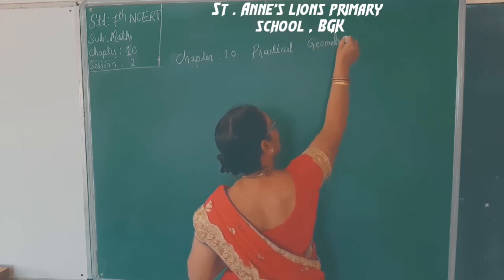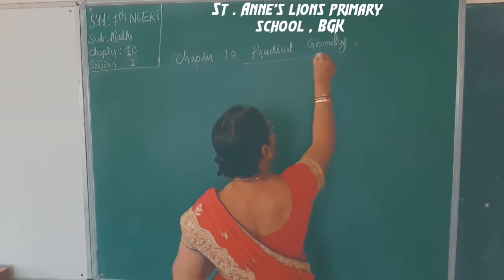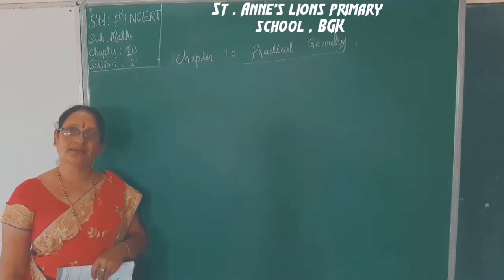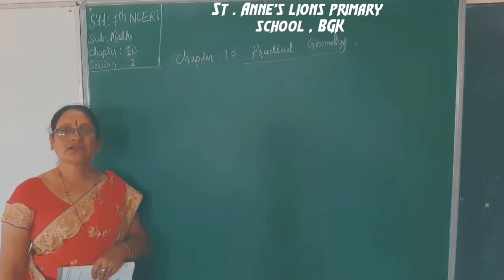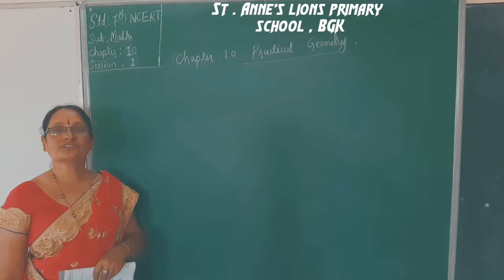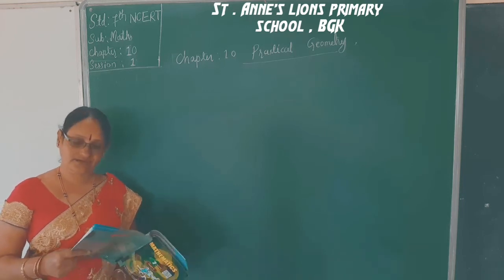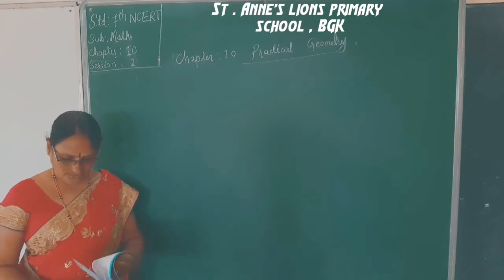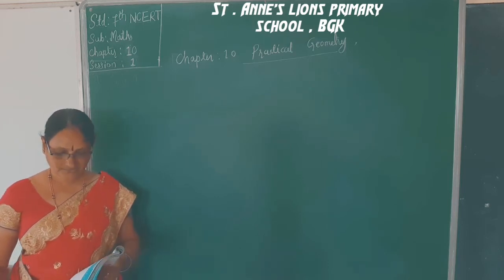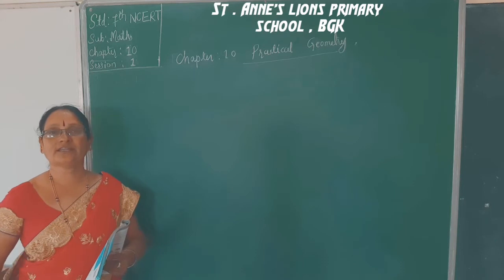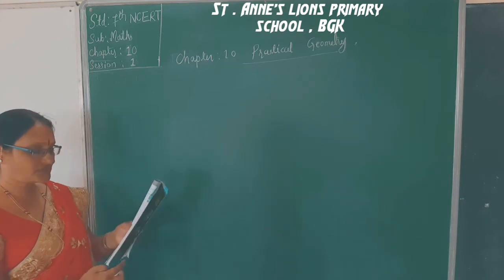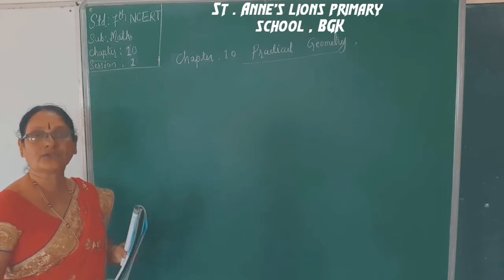In this chapter, we are learning how to construct a parallel line for the given line from the point given outside the given line. Now, what is it? Construction of a line parallel to a given line through a point not on the line. First we will understand the meaning of this. Construction of a line parallel to a given line.